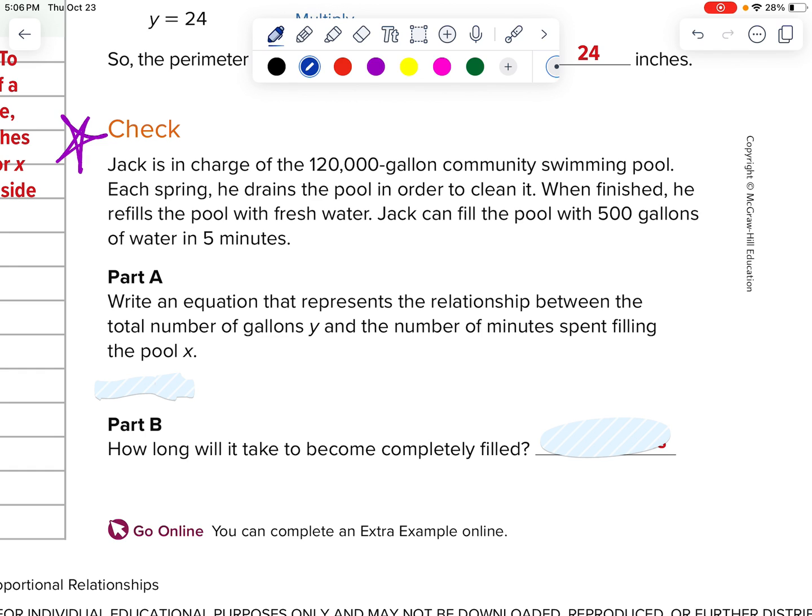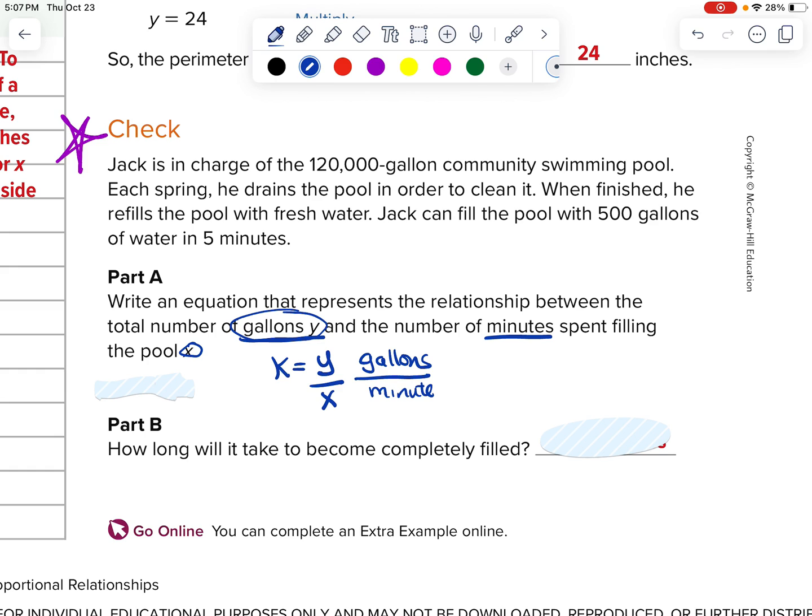Write an equation that represents the relationship between the total number of gallons, y, and the number of minutes spent filling the pool, x. So x was minutes. To start this problem, we are going to start by finding the k. To find the k, we're going to go y over x. I like to start by matching up the words to the y and the x, so I know what the labels are and which numbers go in the numerator and denominator. So y is gallons. I read that right here. And x represents minutes, so gallons per minute.